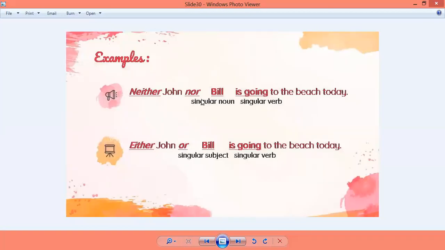Neither John nor Bill is going to beach today. यहाँ पे अब are नहीं आएगा. क्यों? क्योंकि बिल यूज किया है हमने नॉर के बाद. And Bill is a singular noun. बिल एक ही इंसान की बात हो रही है. Bill is singular and hence उसके बाद जो वर्ब आएगा वो रहेगा हमारा सिंगुलर वर्ब. That is why we have used is over here.